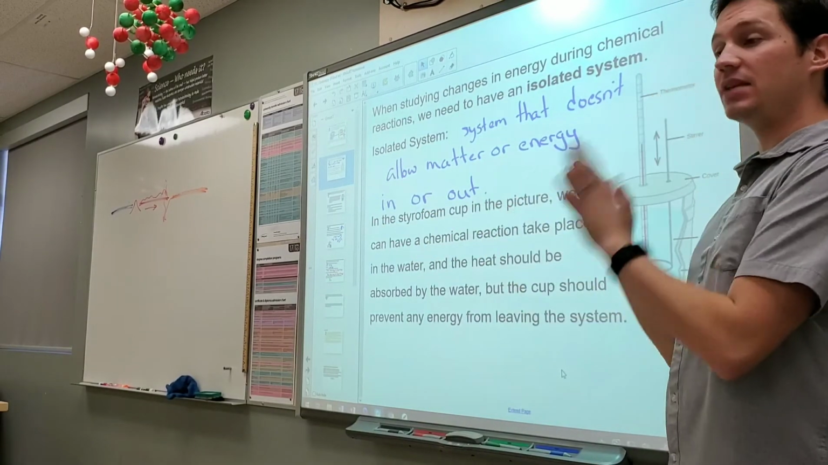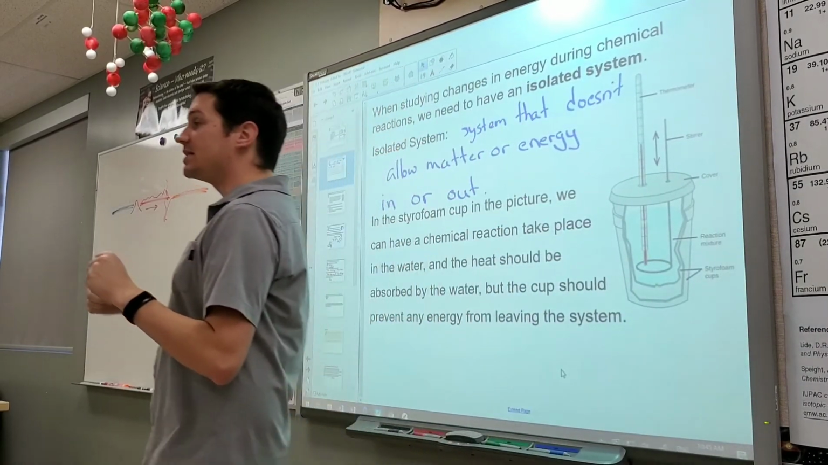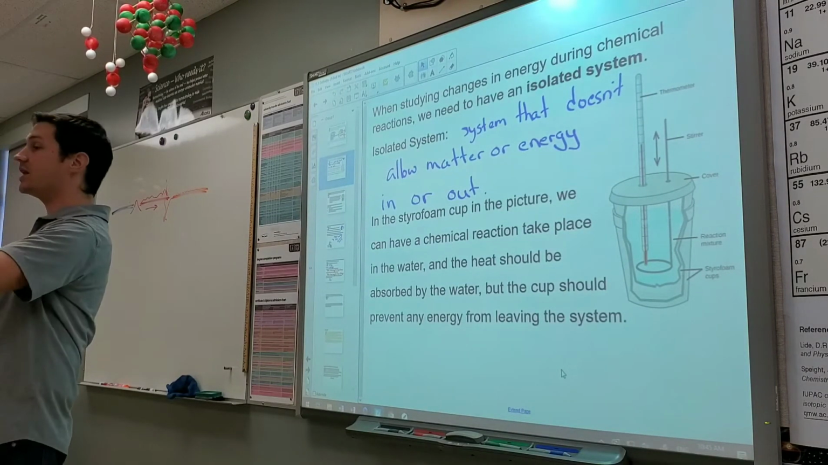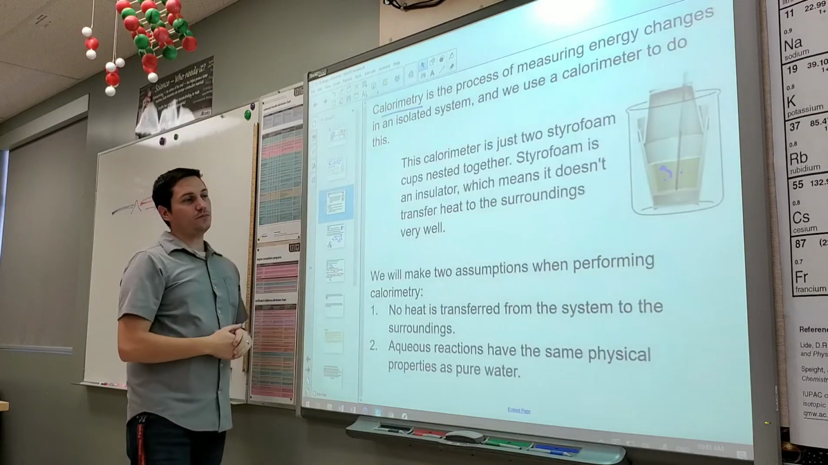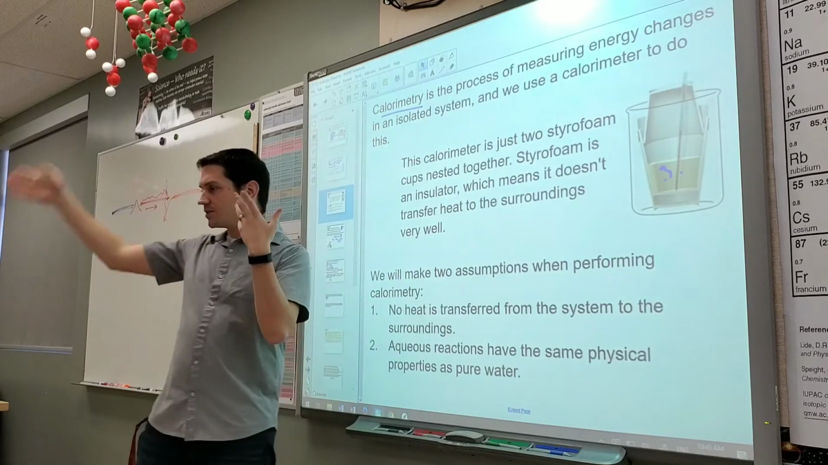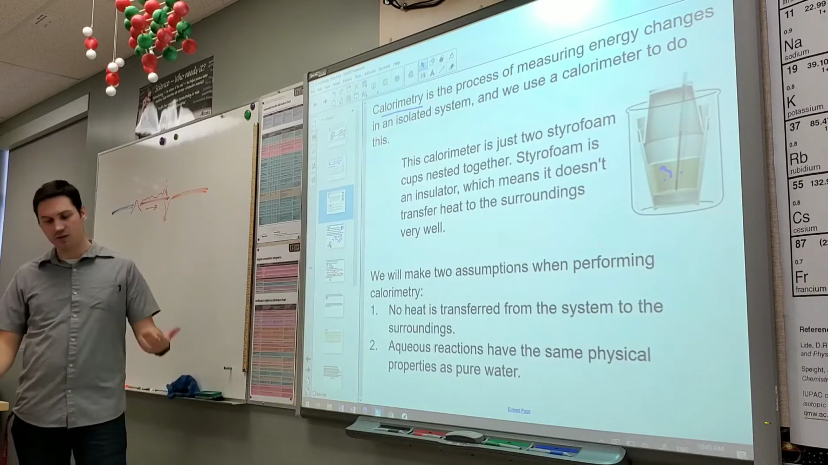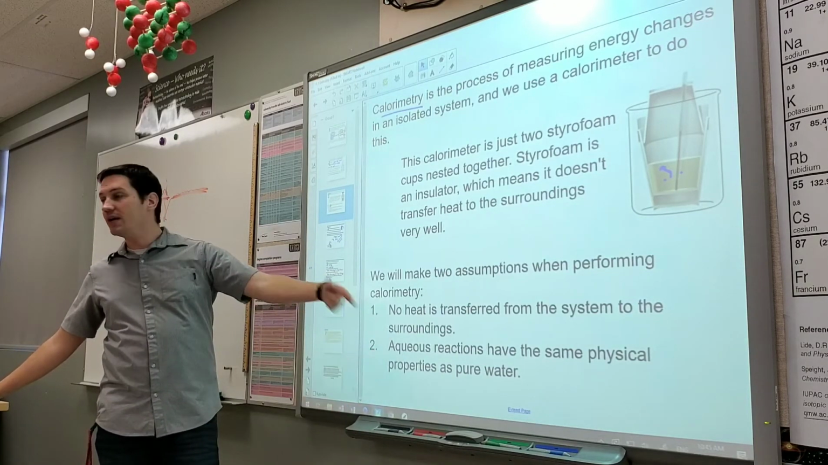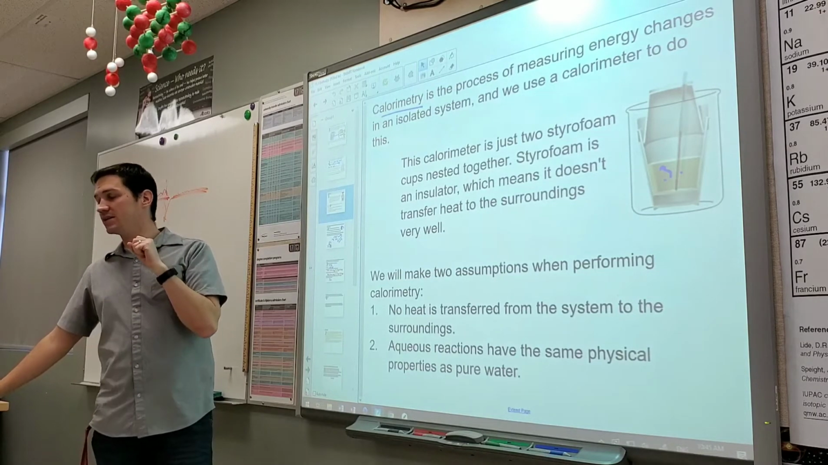And that is the entire process of calorimetry. In a nutshell, that's all calorimetry is. It's the energy lost by a something is the energy gained by a something. Or vice versa. The energy gained by a something is the energy lost by a something. So we can get a bunch of different forms of calorimetry, and we're going to do some calorimetry stuff today. We're going to do the basics of it. We're going to make two assumptions when performing calorimetry. No heat is transferred in or out. Hopefully that makes sense. We're assuming this is an isolated system.